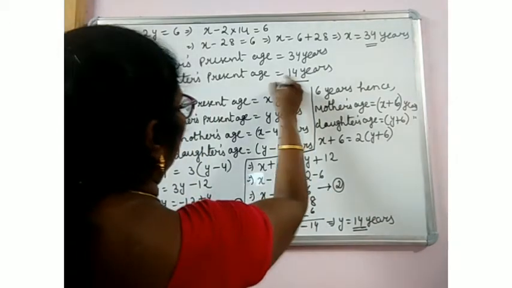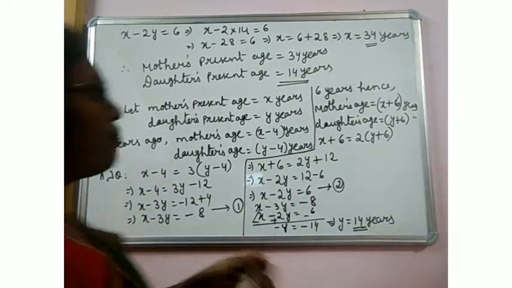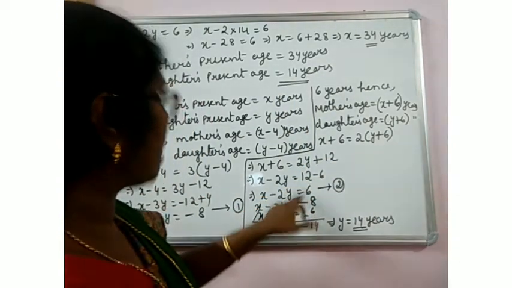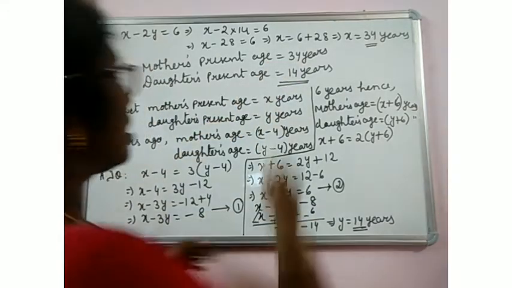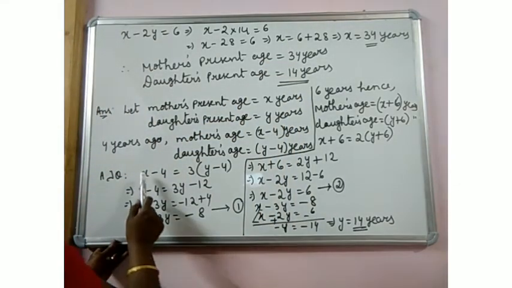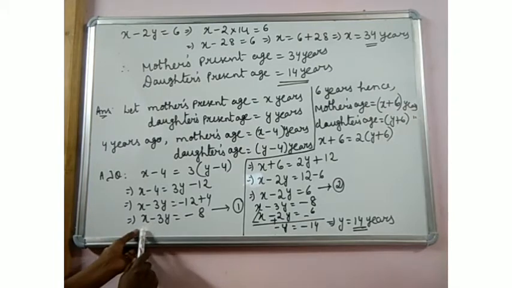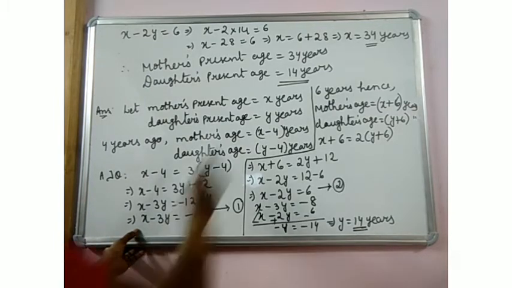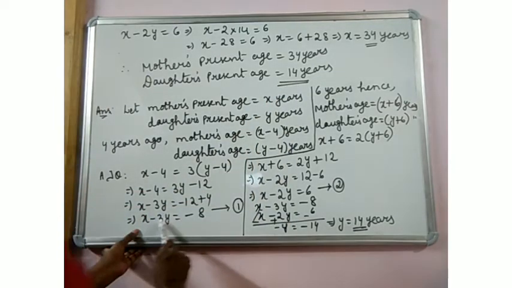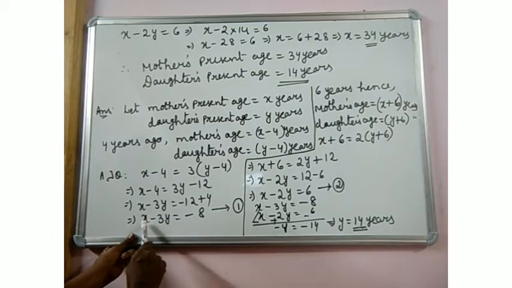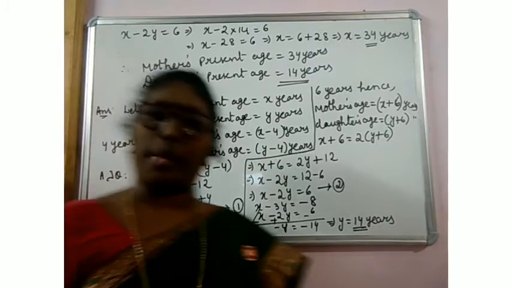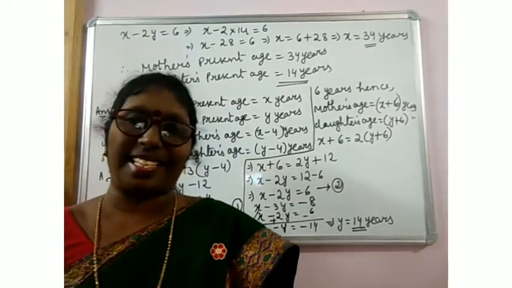By 14? I hope this is clear to you. So this equation we have taken to find the value of x. Let us substitute these values in the other equation and see. X is 34 minus 3 into y. 14 3s are 3 into 14, 42. 34 minus 42 is minus 8. We got it. That means our solution is correct.